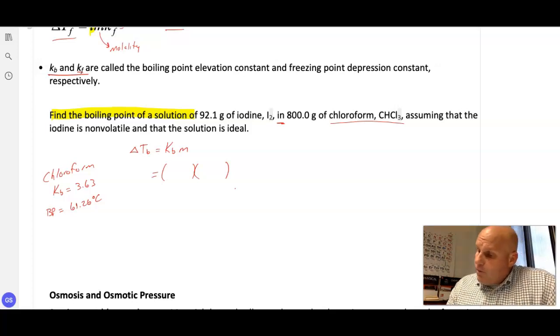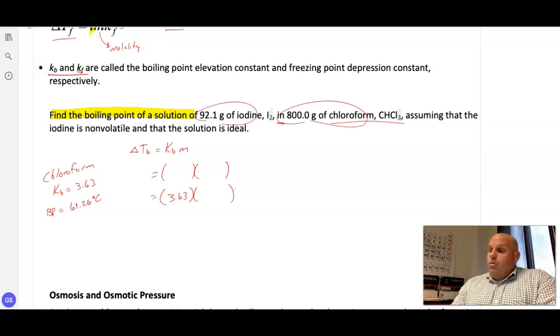Okay, so now back to our problem. So I know the KB value is 3.63. If I'm lucky, they'll just go ahead and give me a molality right in this problem. And you can see they have not done that. They've given me 92.1 grams of iodine and 800 grams of chloroform.